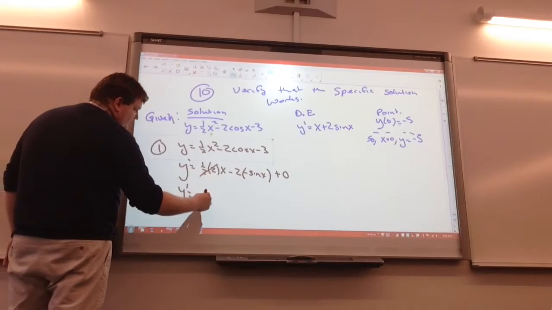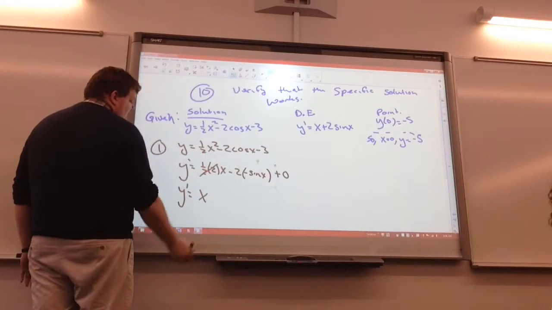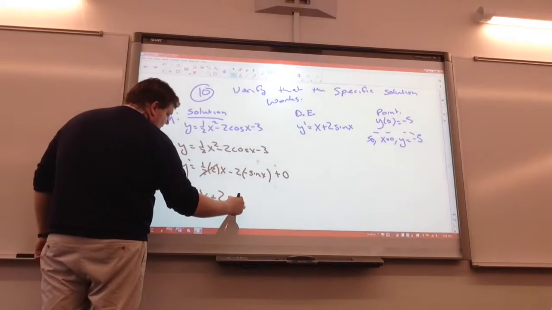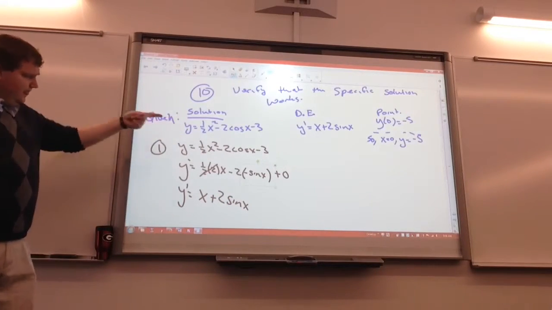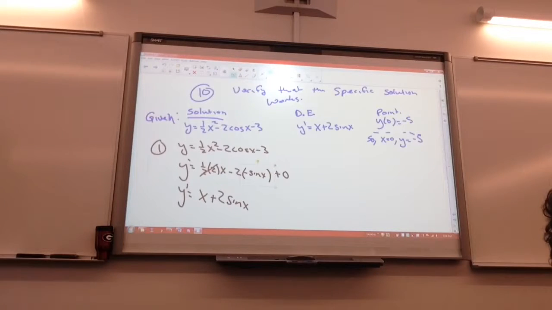If we clean all that up there, that cancels out, giving me just x. Minus 2 and minus sine give me plus 2 sine of x. And the 0 goes away. So, what we're given is indeed a solution. Okay? And it is indeed a specific solution to our differential equation.